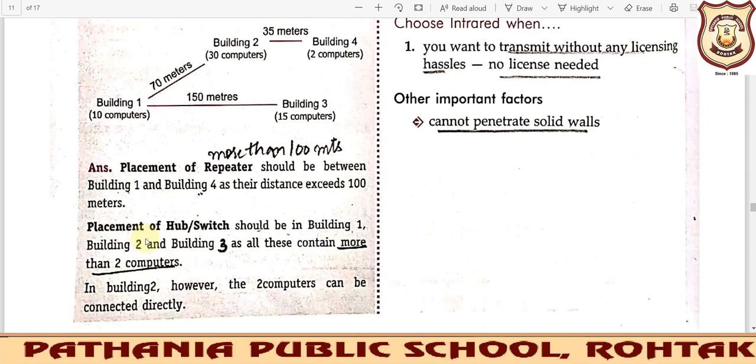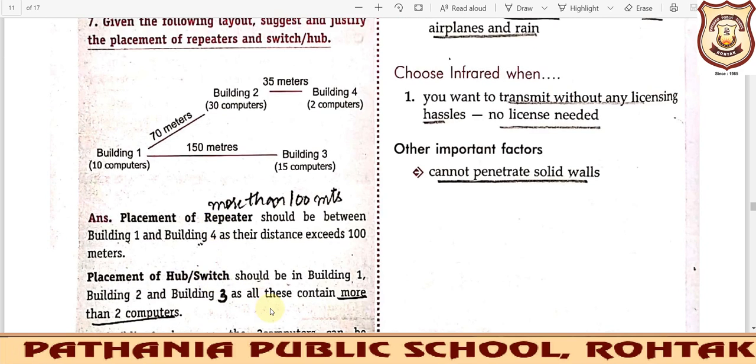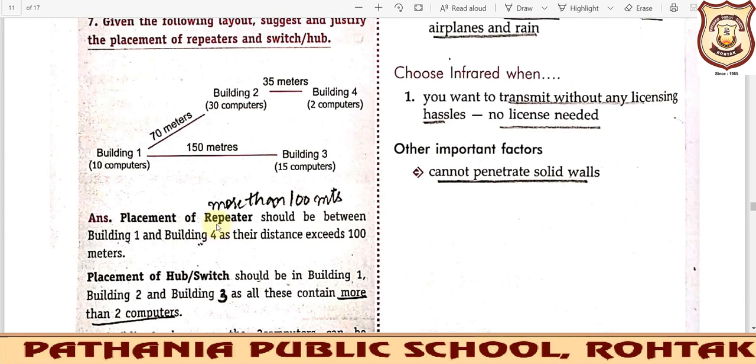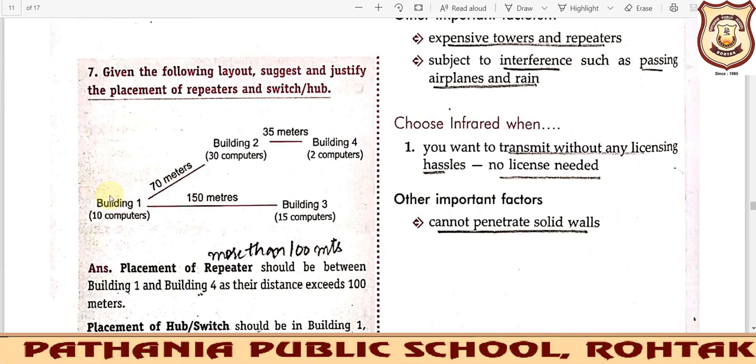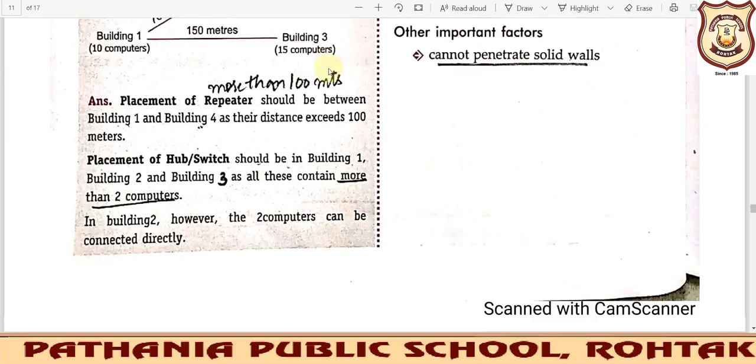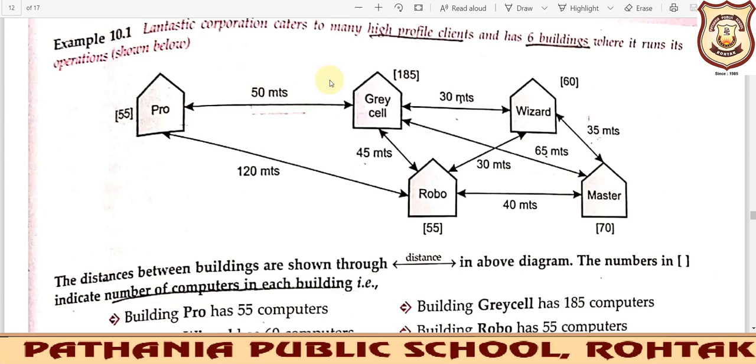You can place a hub or switch when you are having more than 2 computers. Then you need to connect them together. For that you will need a hub or switch, but nowadays we are using switches, we rarely use hubs. So everywhere, like here 10 computers, 30 computers, 15 computers, in all these 3 buildings you should do the connection. In building 4 it is not required, because we need it only when more than 2 computers will be there. Okay, so now let us take another example.